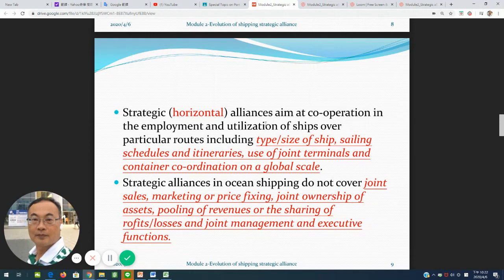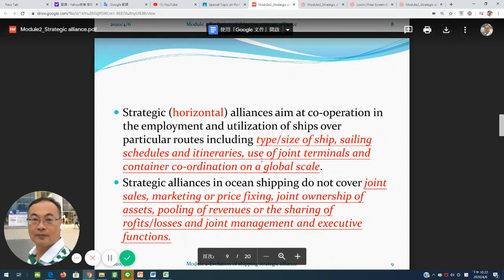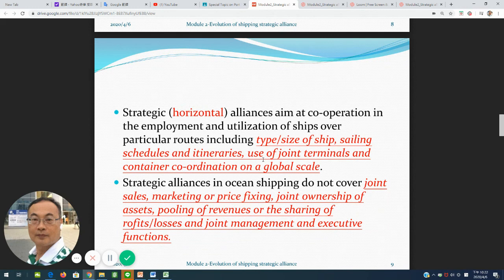One of them is the horizontal alliance. That means they use their ships over particular shipping routes, including the serial type of ship, series gauge, and joint-use terminals, and cooperate on a global scale. But it does not cover, for example, marketing, price fixing, or jointly owned assets fully leveraging, because normally the members belong to different companies. So when they sell their freight to their customers, they sell at different prices.